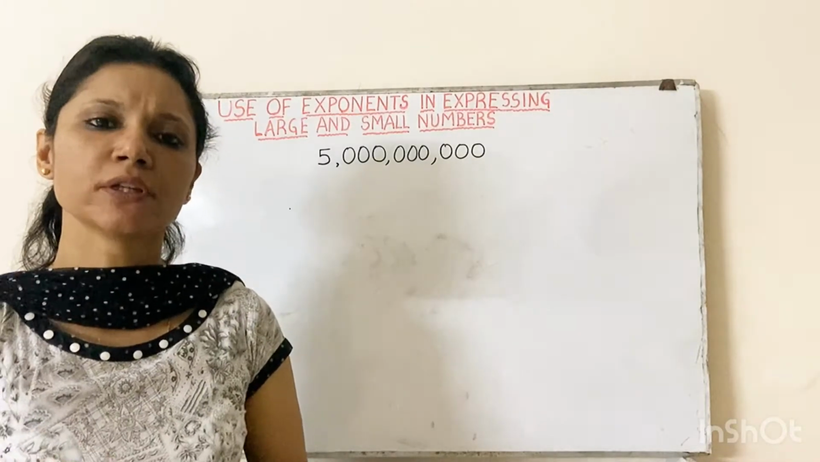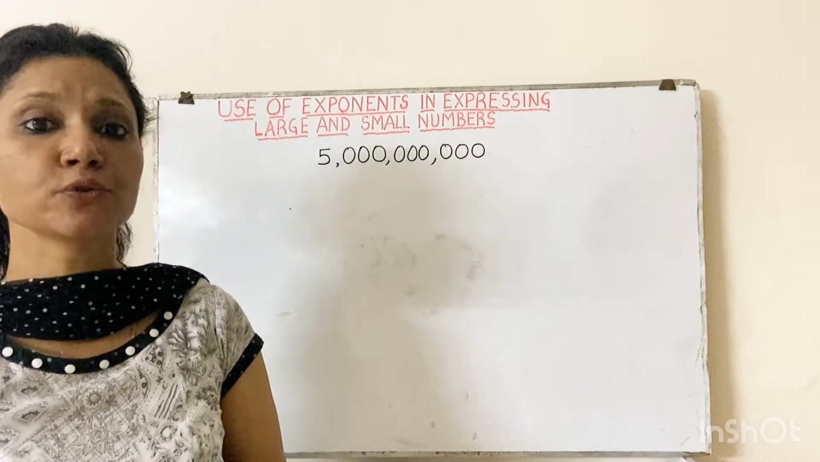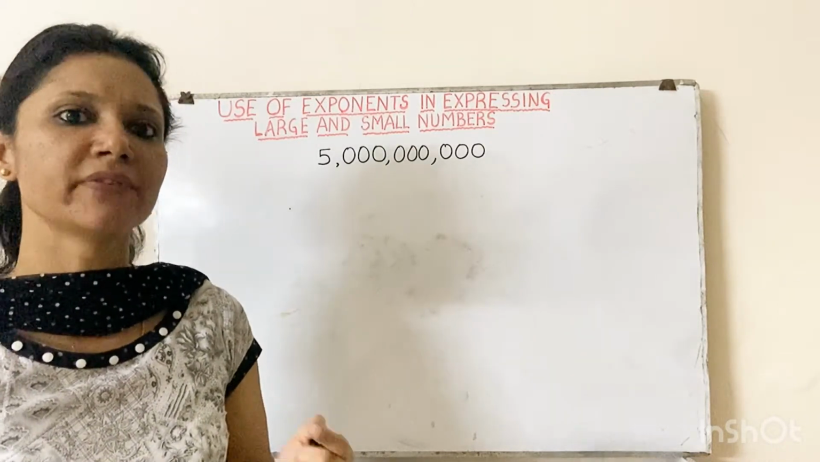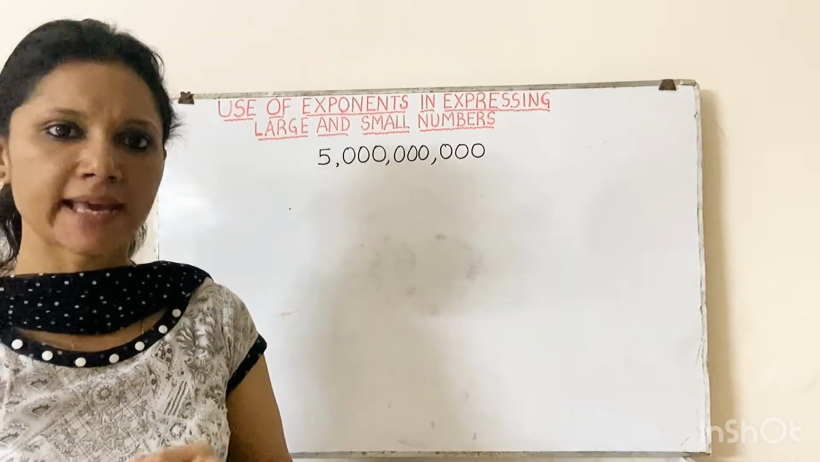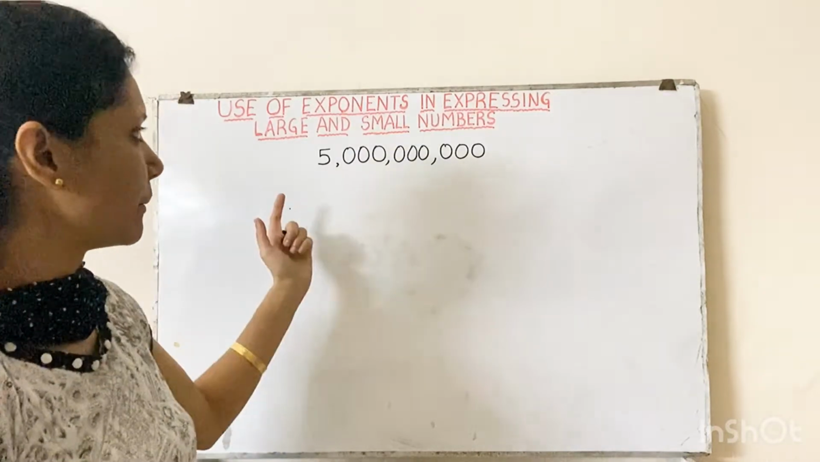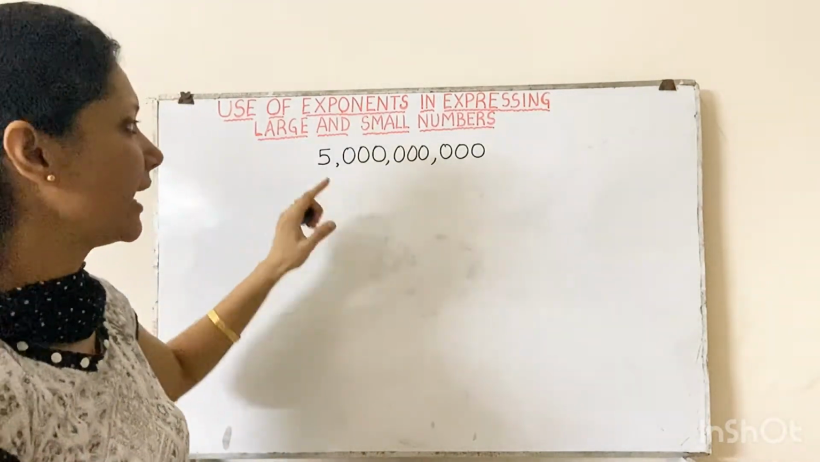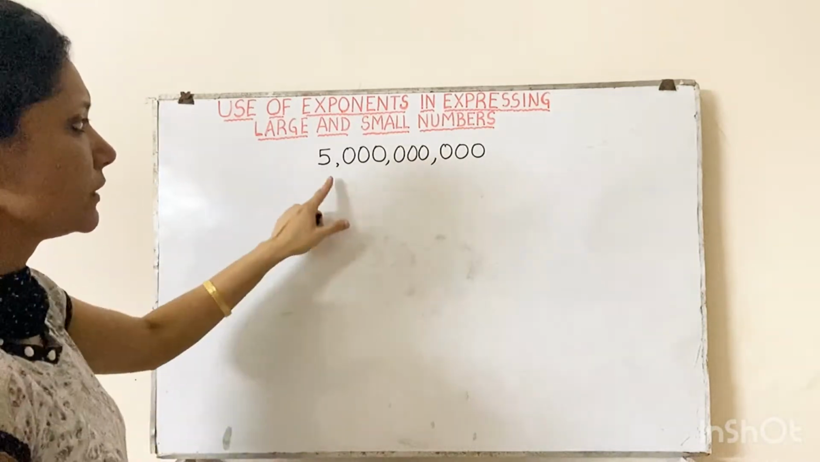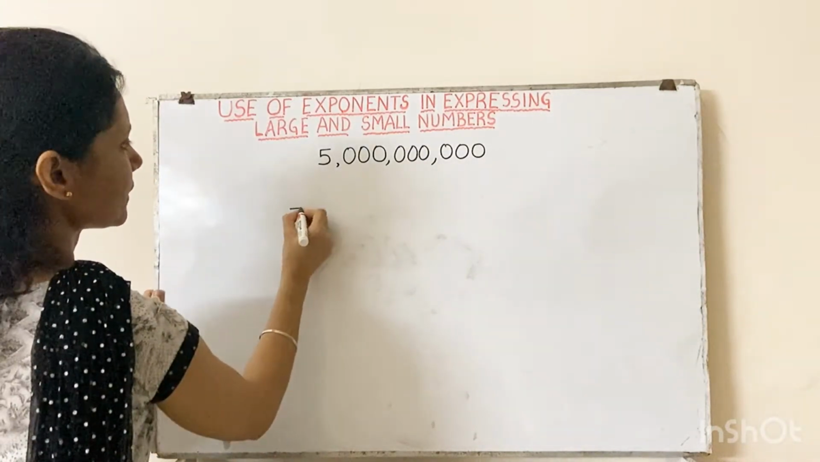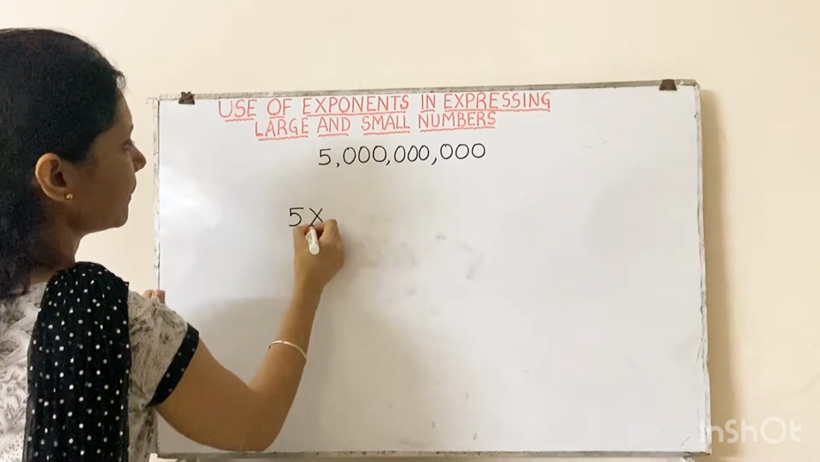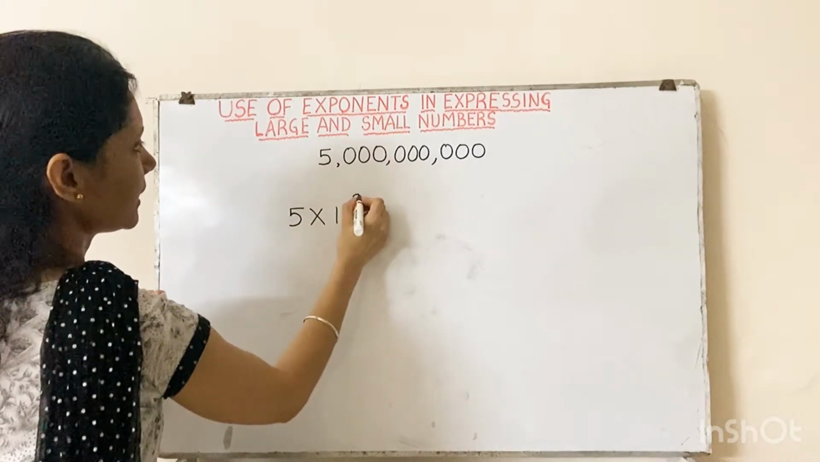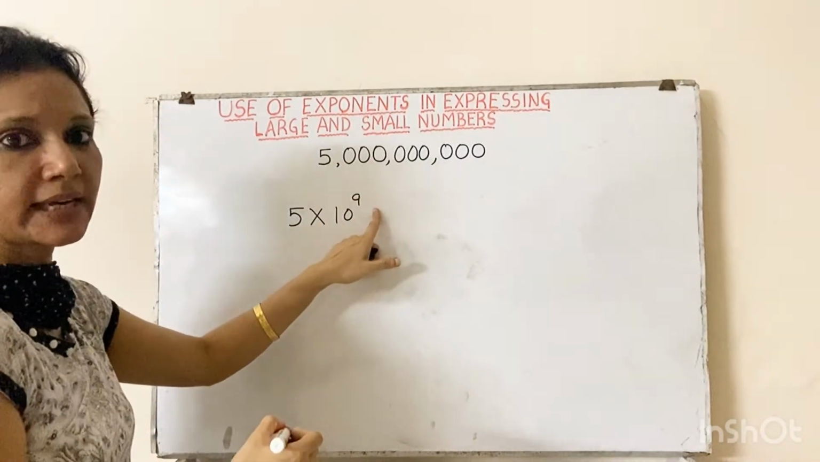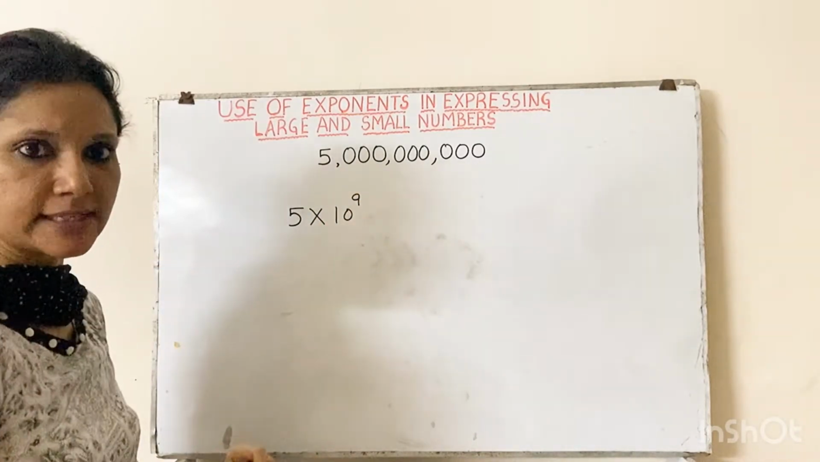So you just saw the video in which you were shown how to represent very large and very small numbers using exponents. Let's take an example of a very large number. I have a 5 followed by 9 zeros. Now this number can be written as 5 multiplied by 10 raised to the power 9. Why 10 raised to the power 9? Because it is having 9 zeros.